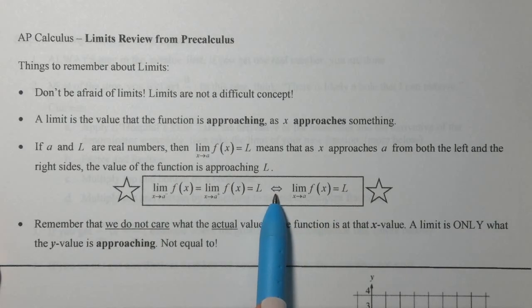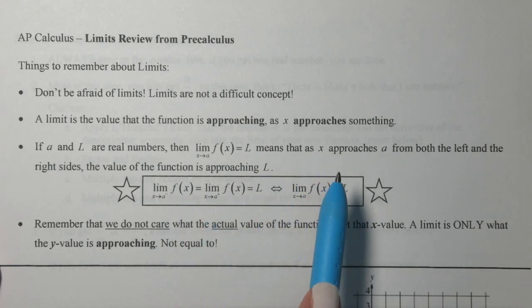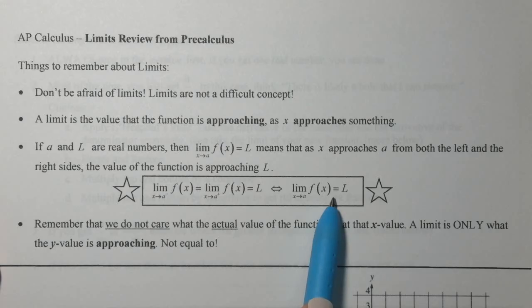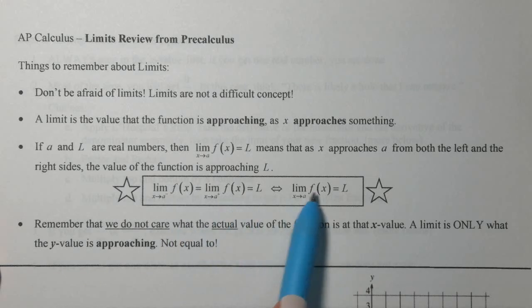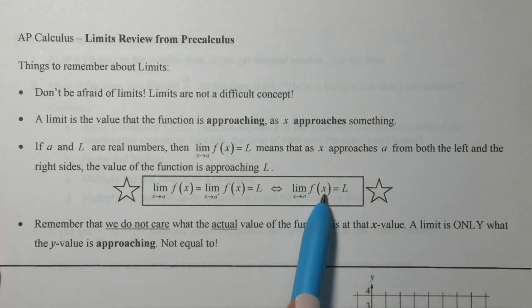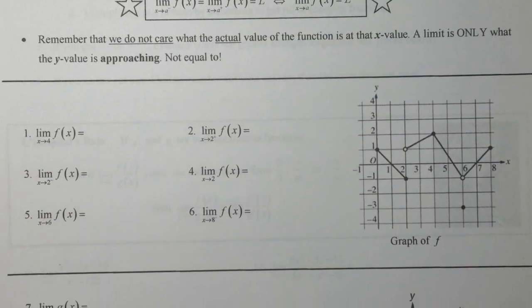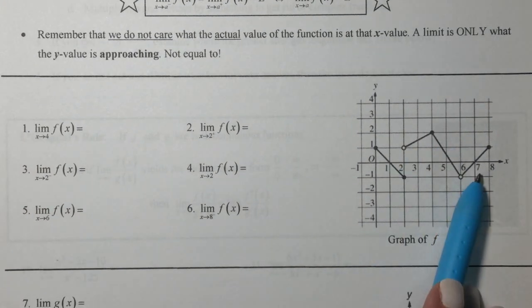This symbol right here means that if this side is true, then this side is true, or if this side is true, then both of these have to be true. So this means it goes either way. This implies this, or this implies that. Okay? Remember that we don't care what the actual point is. All we care about is what's being approached, okay? Not equal to.